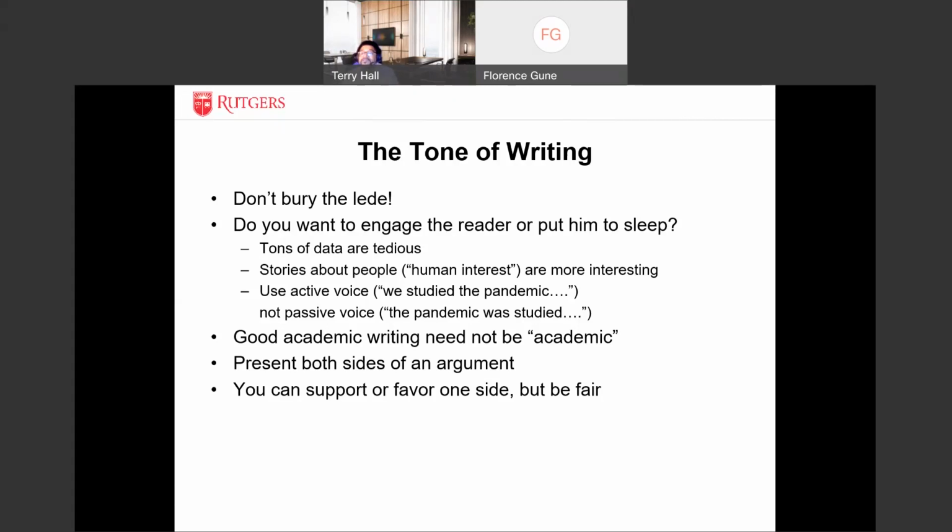Use active voice as opposed to passive voice. In this example, an active voice: we studied the pandemic, versus a passive voice: the pandemic was studied. We, the subject, studied the pandemic, the object, versus the object being studied by the subject.